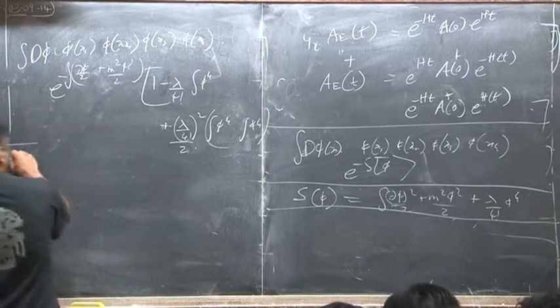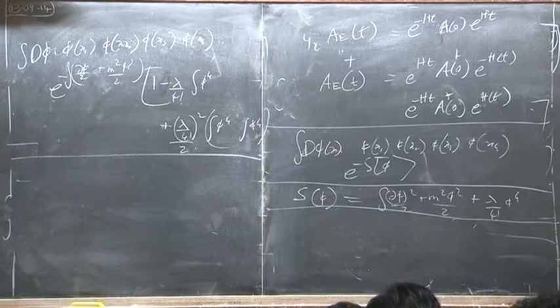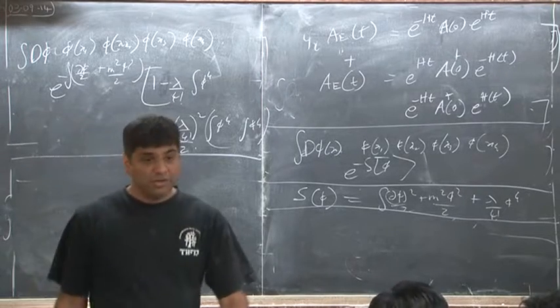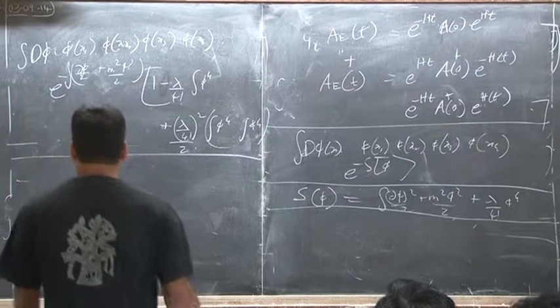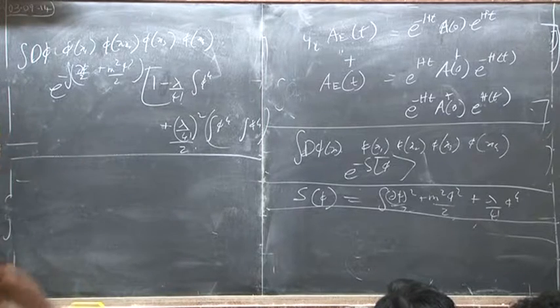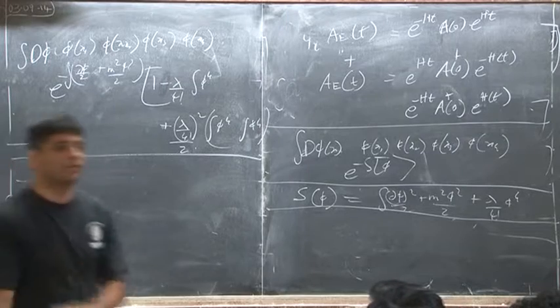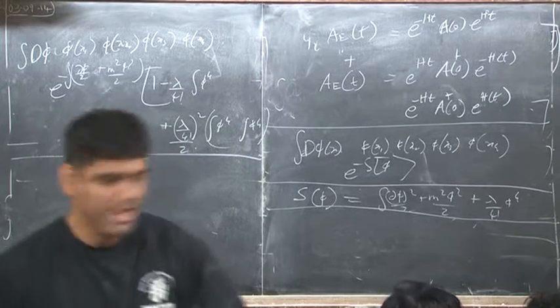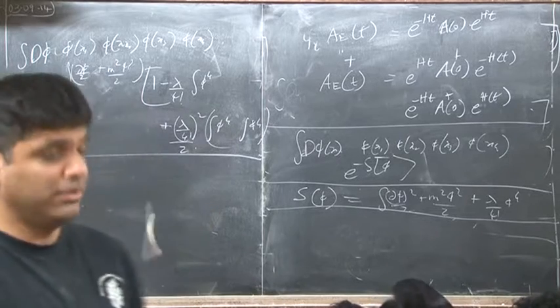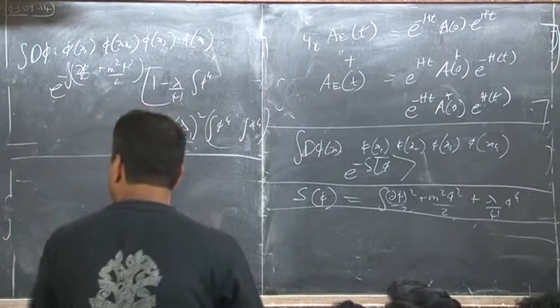Now, how do we go about computing? In order to go about computing these things, we use a marvelous theorem of Gaussian integration. Okay. And that marvelous theorem of Gaussian integration is sometimes called Wick's theorem.